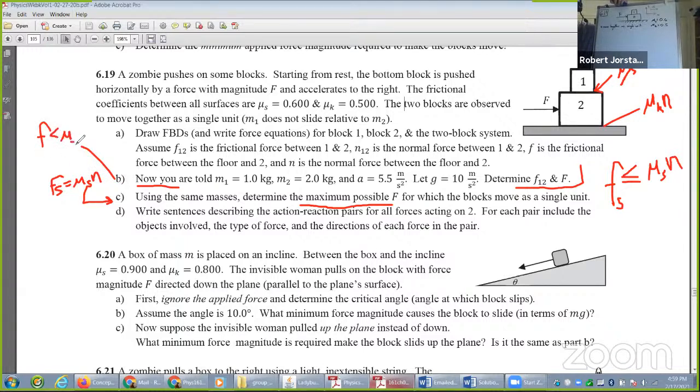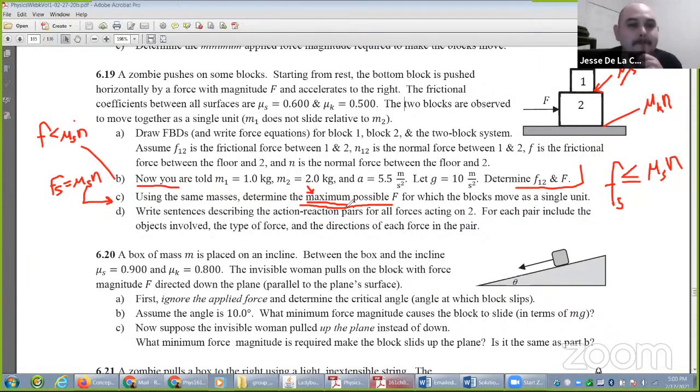And so it turns out we do not want to assume blindly for all parts of this problem that we can use mu static times normal force. Is that good, Jesse? So if it says maximum possible, then you use the equal sign. But if it doesn't say that, then you use less than or equal to. Yeah. And notice in the last problem, there was minimum. Remember that? So some kind of extrema.